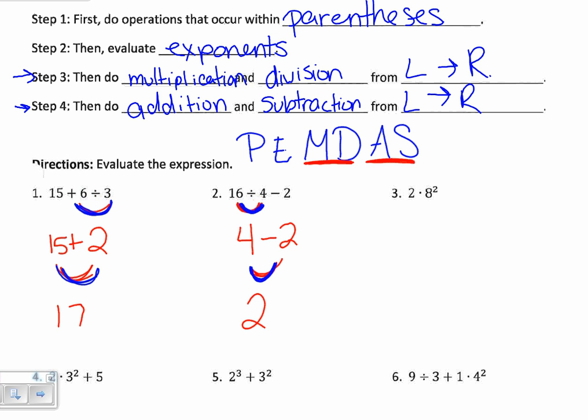Okay, so problem number 3. When I look at problem number 3, I have no parentheses, but I do have an exponent. So that has to happen first. 8 squared, 8 times 8 is 64. And I bring down everything I haven't done anything with yet. So I haven't done anything with times 2. Now that all my exponents are done, I move on to multiplication and division. I have multiplication here. 2 times 64 is 128. Every time following the same process.